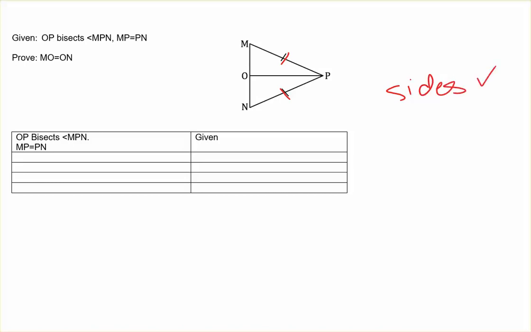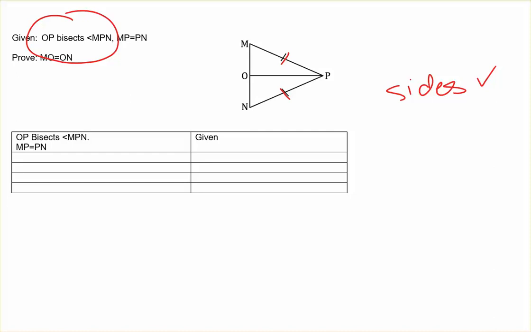Okay, now let's move to our next step. Remember, I said we need 3 pairs of equal parts. So 3 pairs of sides or 3 pairs of angles. If you don't know where to go next, you look at the given. In the given, they told us that OP bisects angle MPN.